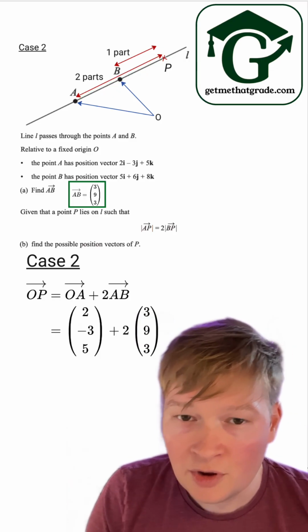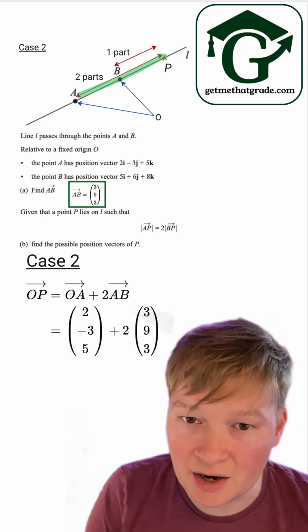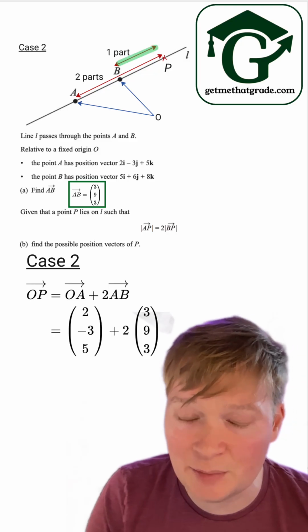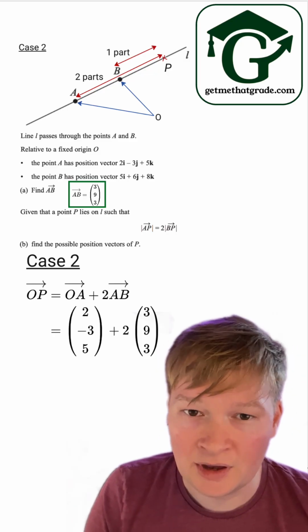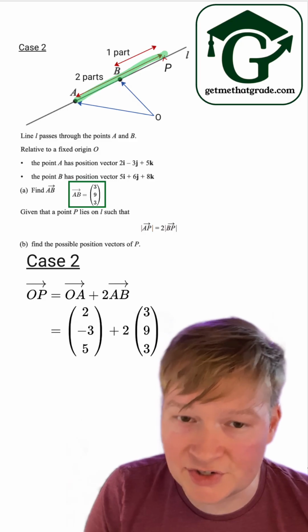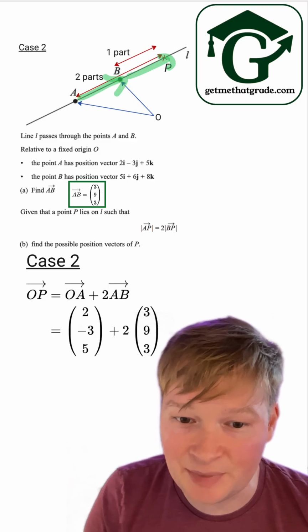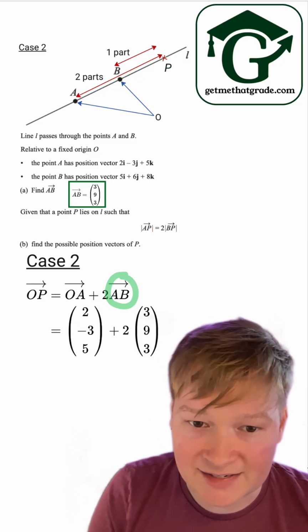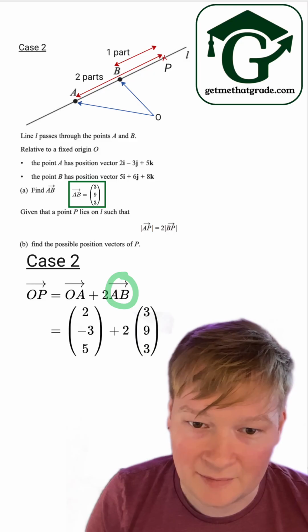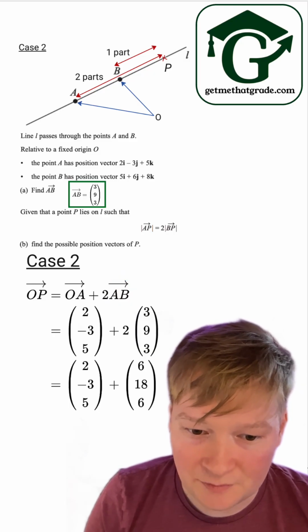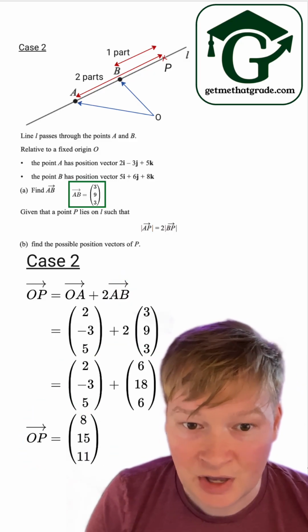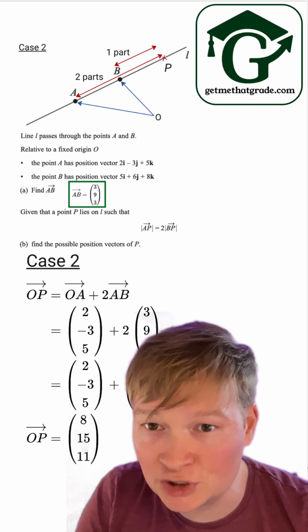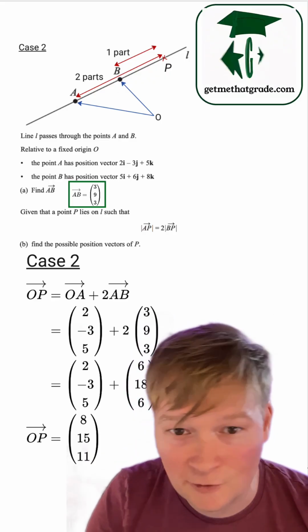Well, we know if this is one part, this is two parts. So how many parts would this section be from A to B? Well, it's going to be the same. It's going to be one part, right? So here, we've really got two parts, two lots of the vector A to B. So we've got O to A plus 2 A to B. And we worked out that vector A to B in part A. So we can plug that in here. And if we do the number crunching, we end up with this, which can simplify to this. So we've got two possible position vectors of P. No need to use any vector equation of a straight line here. That would be overcomplicating it for 4 marks in this question.